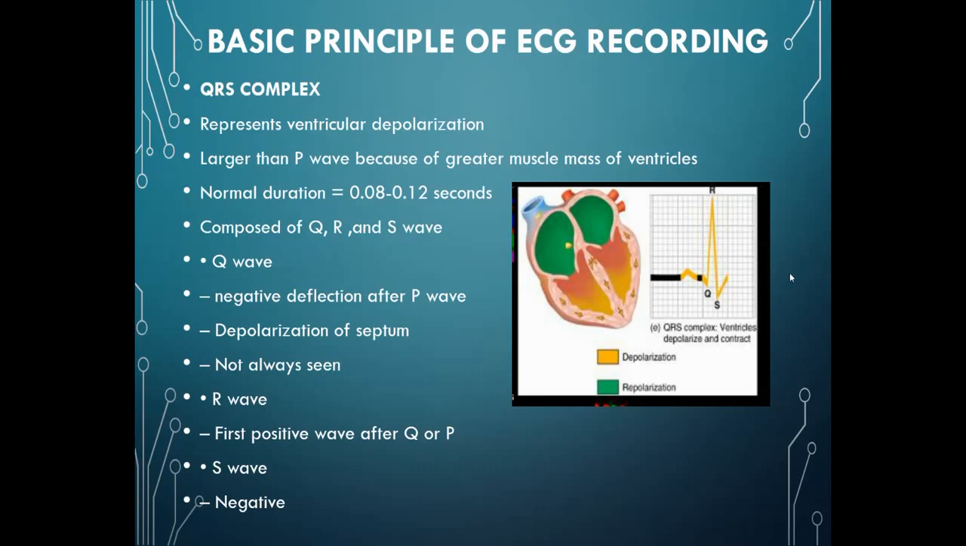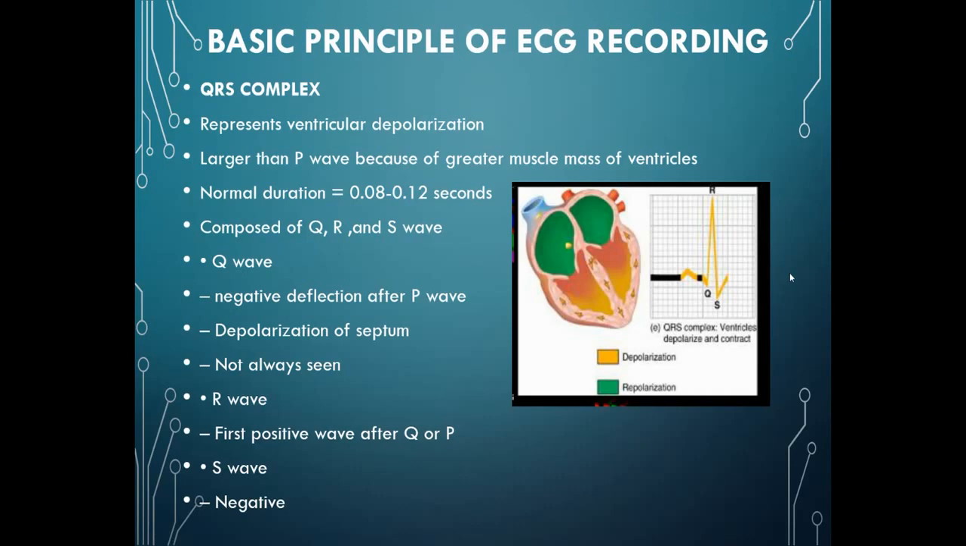means the negative deflection after the P wave. Here it is a negative deflection, that is, the charge is moving away from the positive electrode, so the deflection will go downwards. This depolarization is happening at the septum, and it cannot always be seen on the graph.